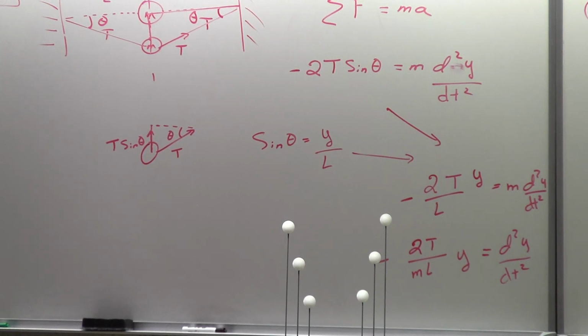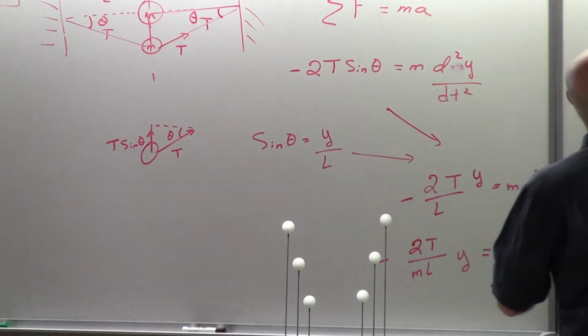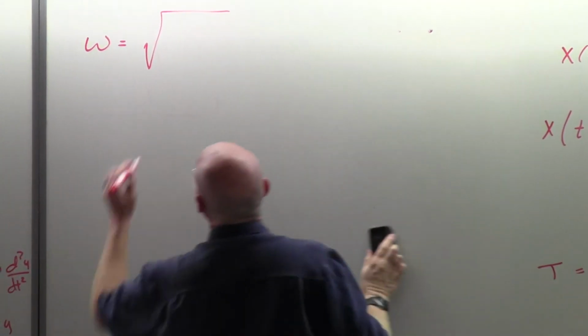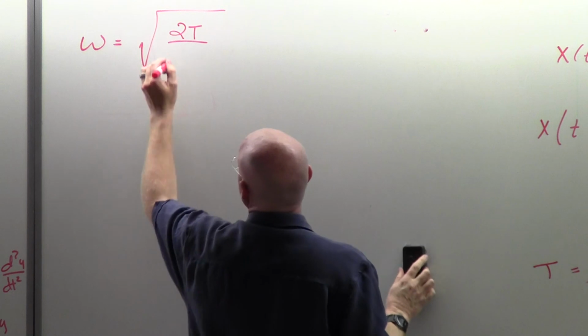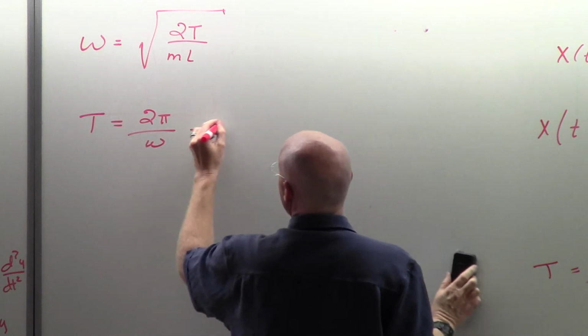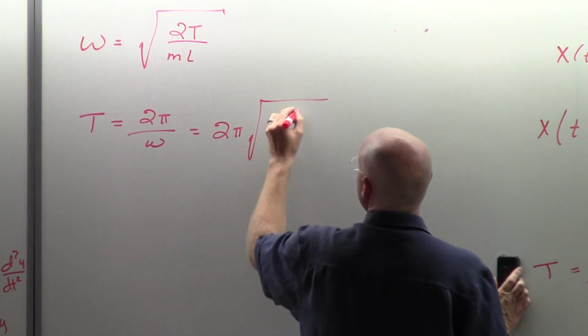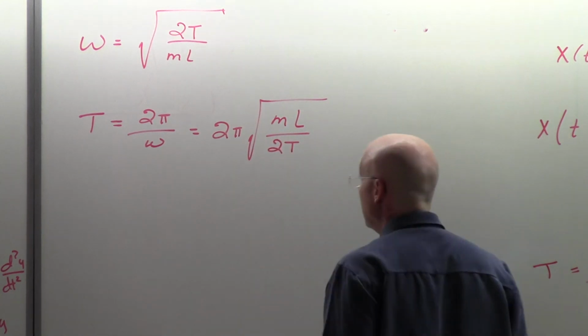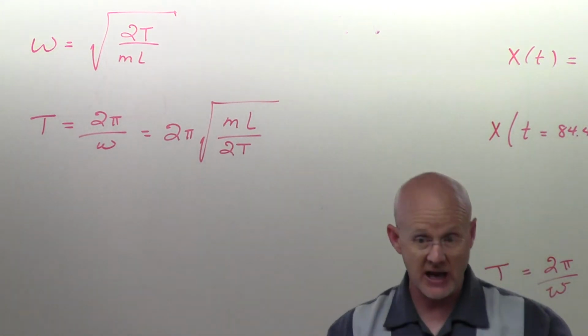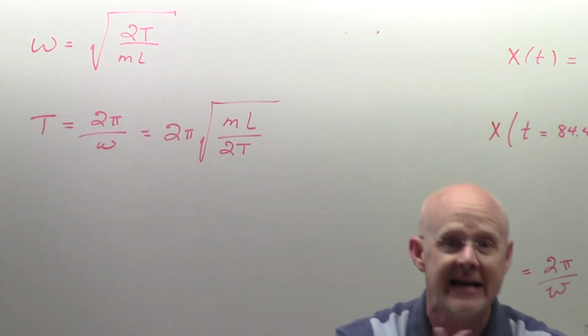So could you tell me everything about this? You could tell me the period, you could tell me the frequency. And so if I were to put the angular frequency, it would be the square root of 2T over mL. And the period then would be 2 pi over omega. So the period would be 2 pi times the square root of mL over twice the tension. And we can even do some simplifying there. And we can get the frequency, and we can get the equation of motion, and we can get the kinetic energy, and we can get the velocity, and we can get the acceleration, right?